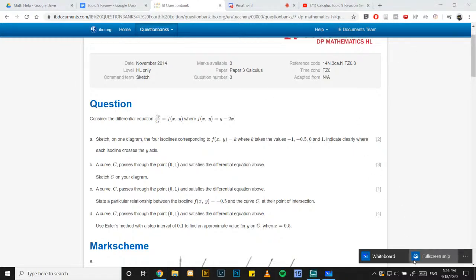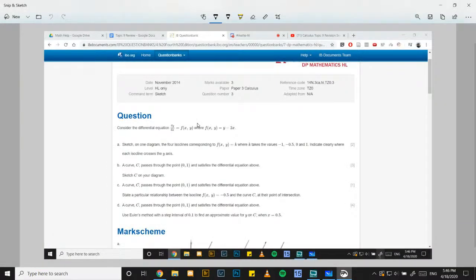You take y minus 2x, and you set it equal to negative 1, which is one of the isoclines. Then you get y is equal to 2x minus 1. That's one of your lines. Then the other lines are y is equal to 2x minus 0.5, 2x minus 0, 2x plus 1. Oh wait, one second.